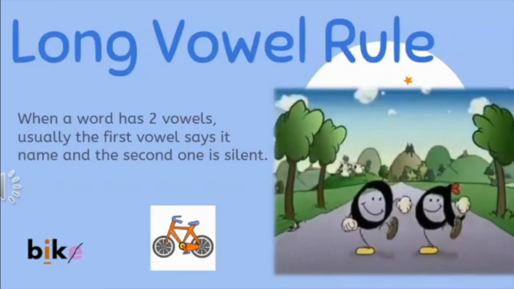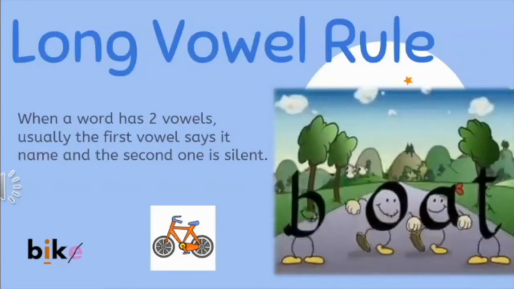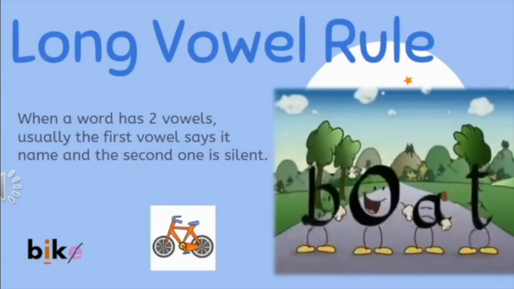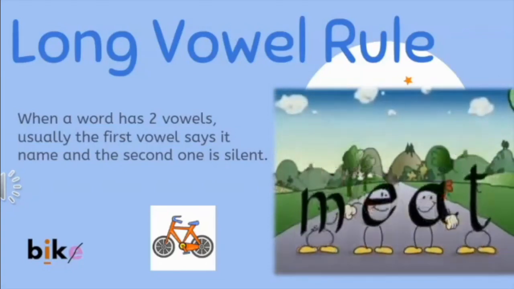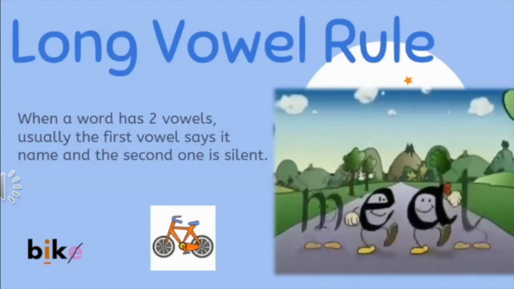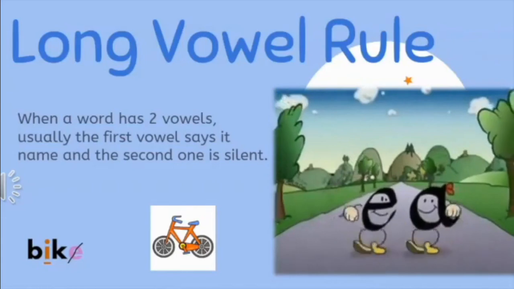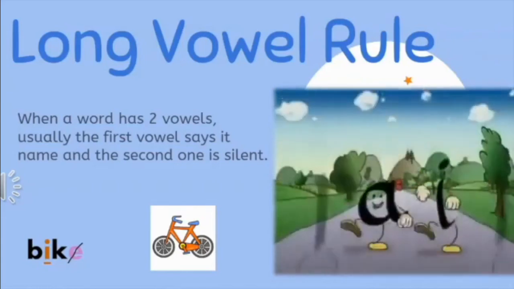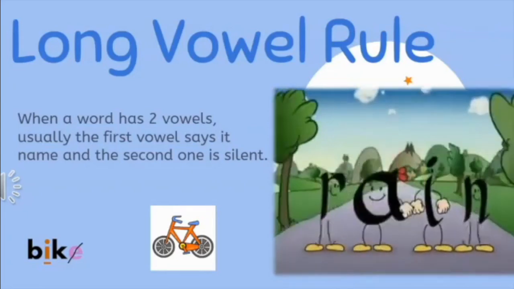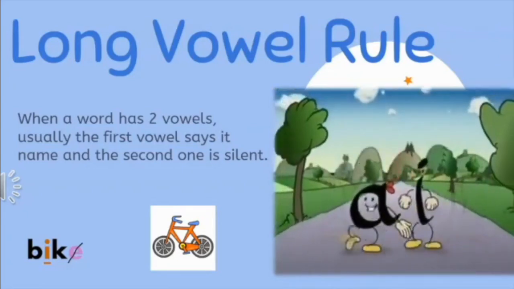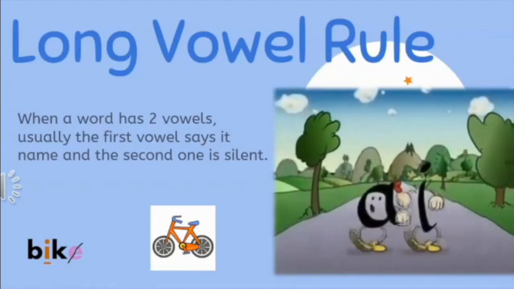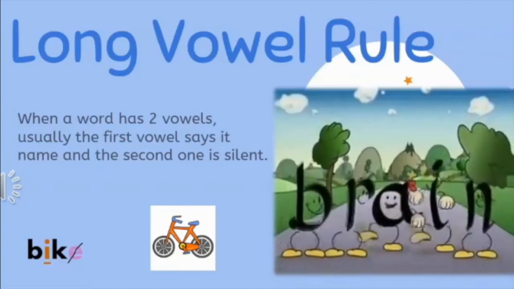When 2 vowels go walking, the first one does the talking. In boat you hear the O and not the A. In meat you hear the E. The A sits quietly. The second vowel you see, but you don't say. Just the 2 of us together in train and pail and rain. The A speaks up, the I does not. But let me explain. When 2 vowels go walking, the first one does the talking.